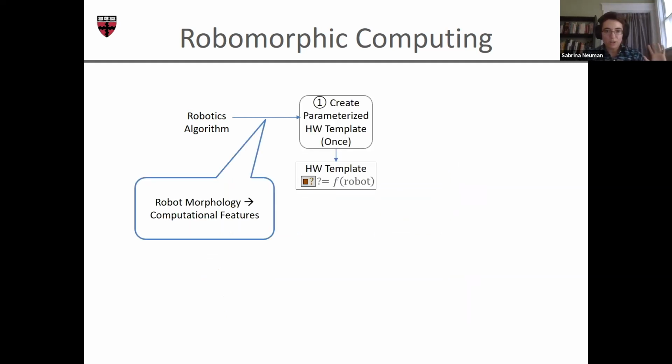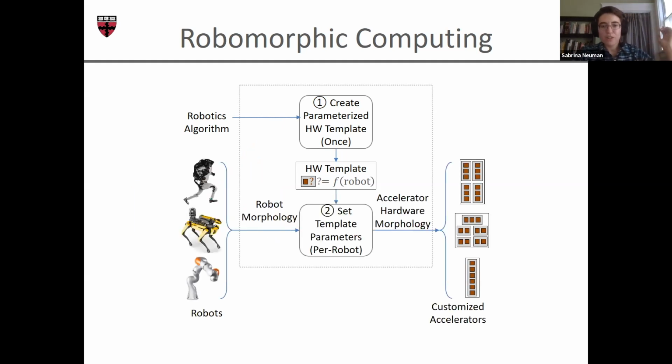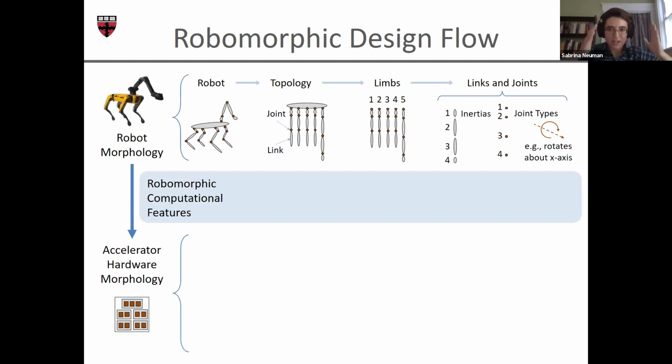So step one, we take our robotics algorithm and we go through and we identify the places where there are features of the algorithm that are tied to the robot's physical structure. And by identifying all of these places, we can create a parameterized hardware template to perform that algorithm. It's parameterized by those robot-specific features. So now we've got something that's plug and play. And so the second step is just when you have a particular robot, you input those parameters, and out the other side, you now get a streamlined, customized hardware morphology. So that's the overview.